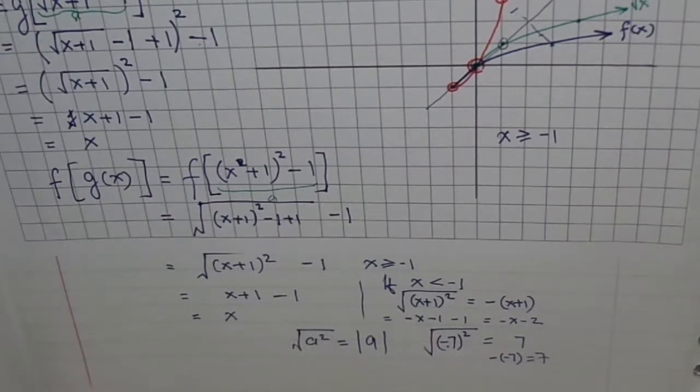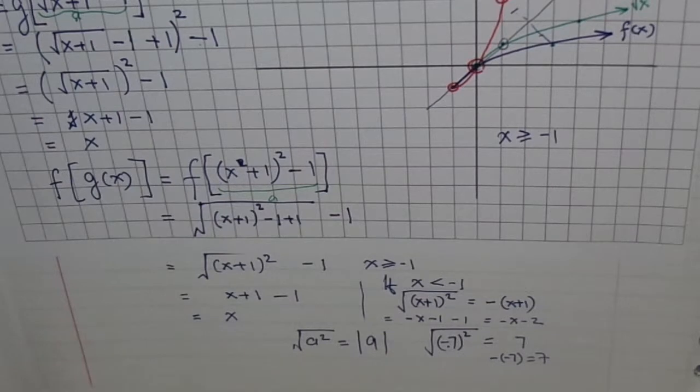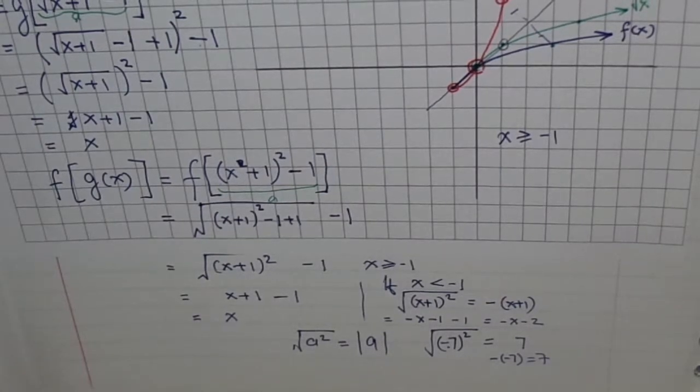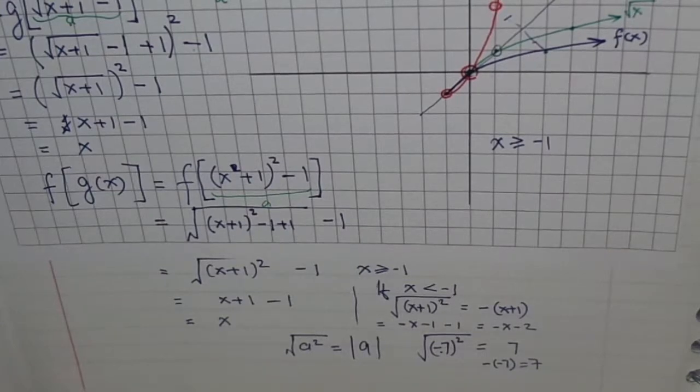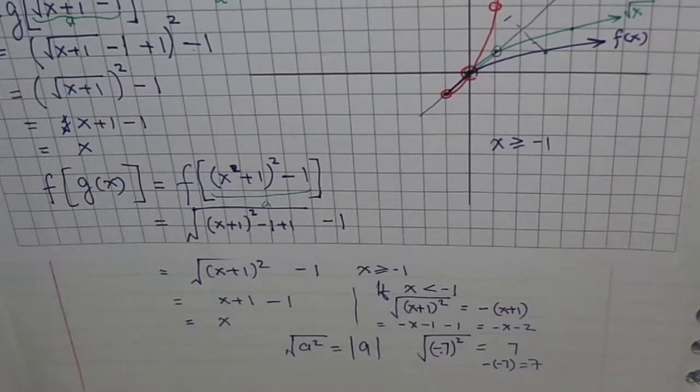Anyway, we proved that these two functions are not inverses of each other in general, but if we restrict the domain to x greater than or equal to minus 1, then they are. F of g of x is equal to x and g of f of x is also equal to x. Okay? I hope that's a very interesting problem and you understand how to do it.